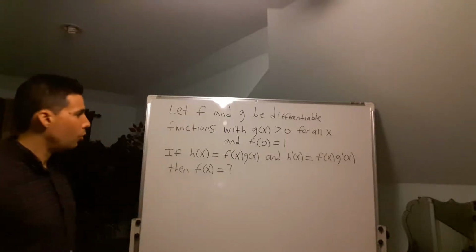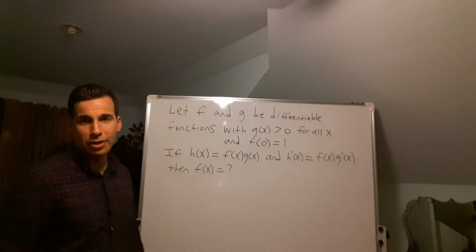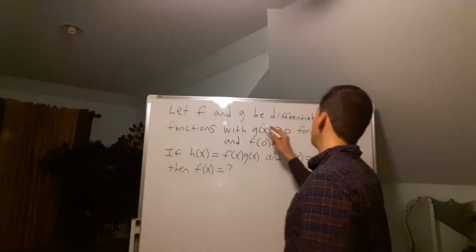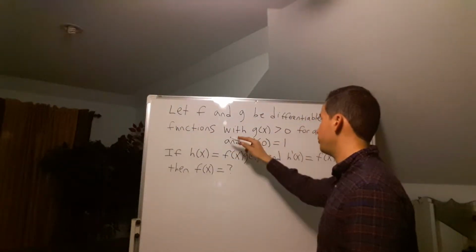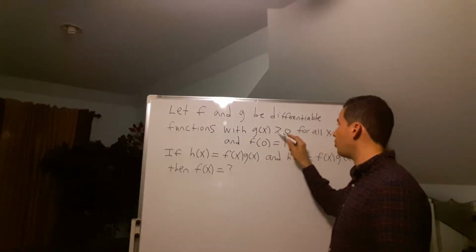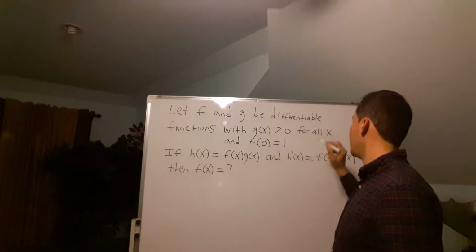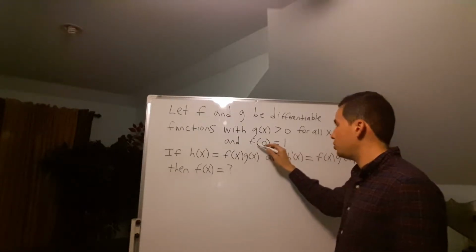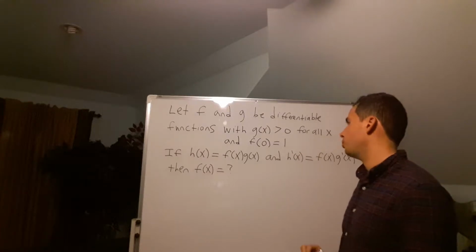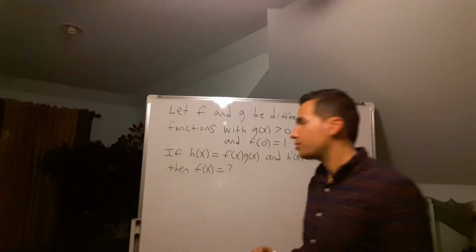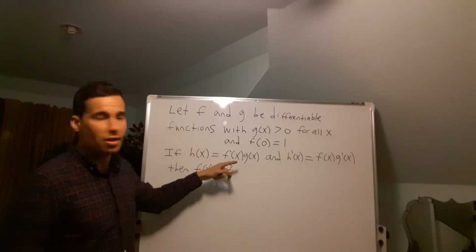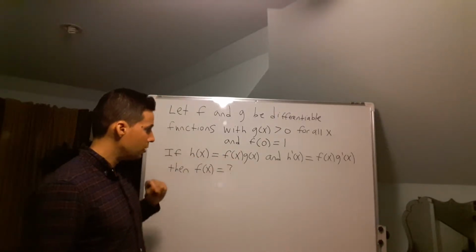Okay, so this is an old AP calculus question, and it says that f and g are differentiable functions with g of x always positive for all x. And they tell you an initial value that f of 0 is equal to 1. Okay, so now they tell you that this other function, h of x, is a product of f times g.